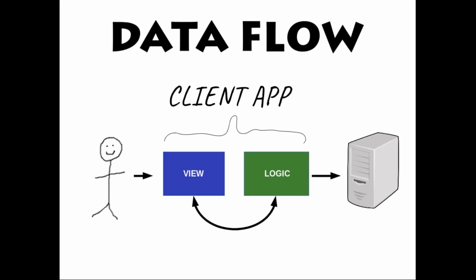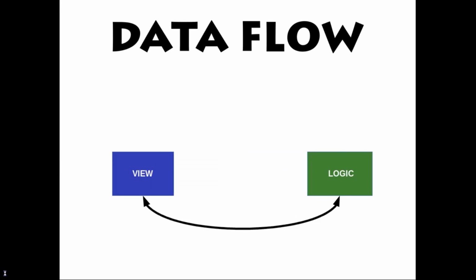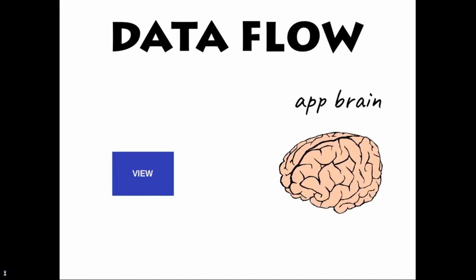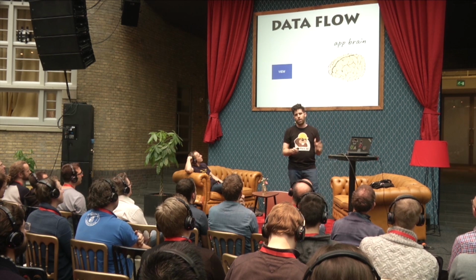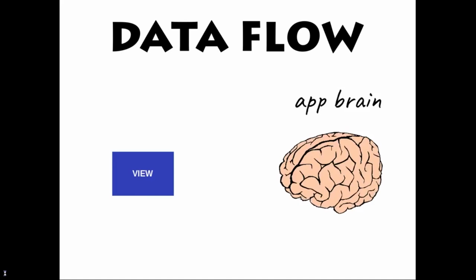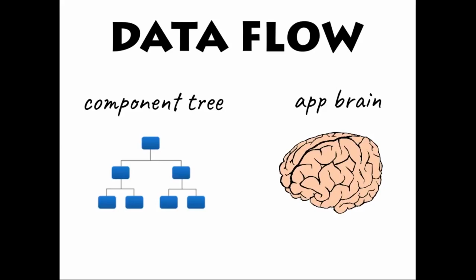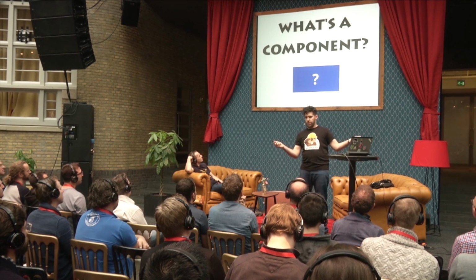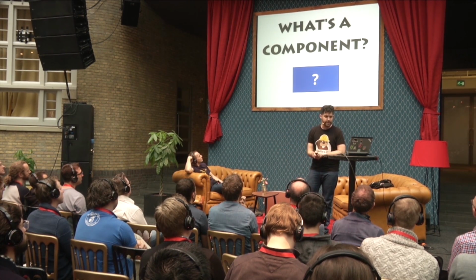Really easy diagram: we have a user and the server, and in the middle we have the client-side web application, which most of the time is view and logic. Let's separate the two. The logic is the application brain, and this is how I like to see it, and the view is the component tree. So what is a component, some of you might ask.